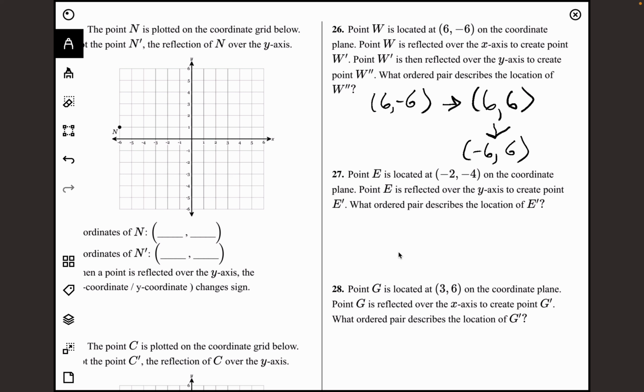Yeah, really hard. So sometimes you have to do 2. Pay attention when it does 2, because this one does 2. All right, this one only does 1. This one only does 1.